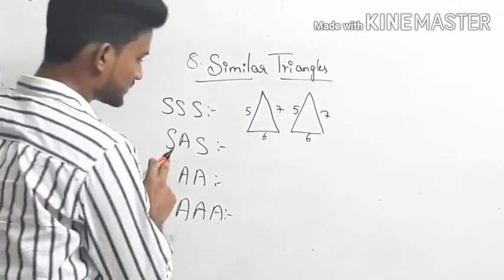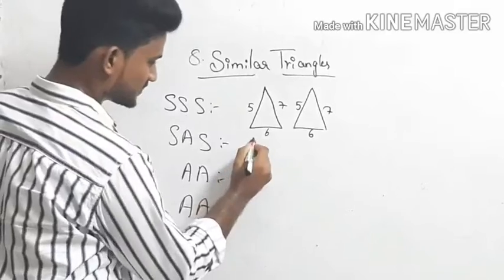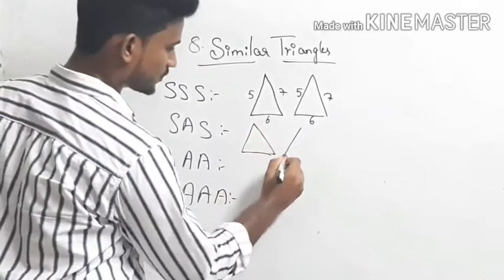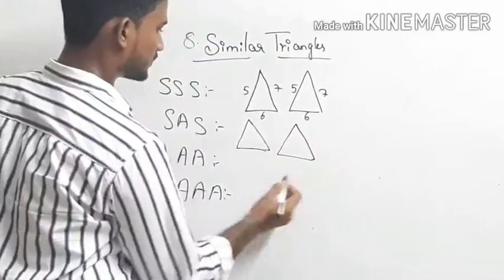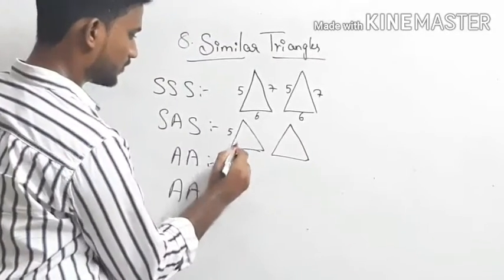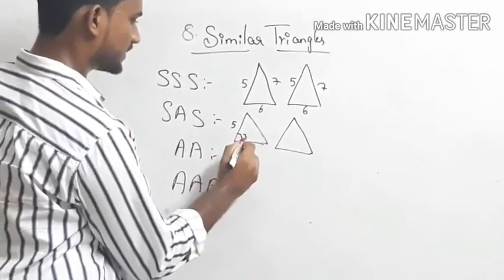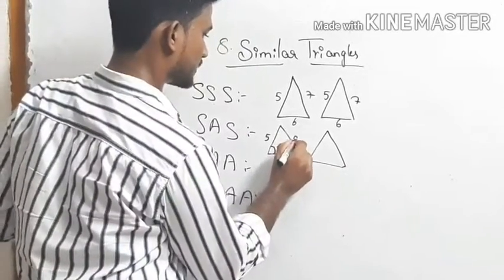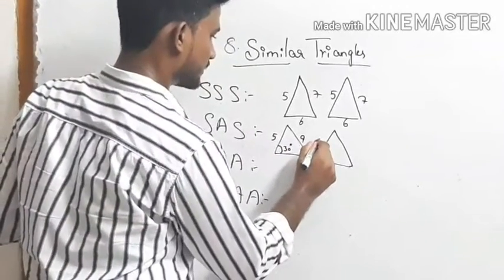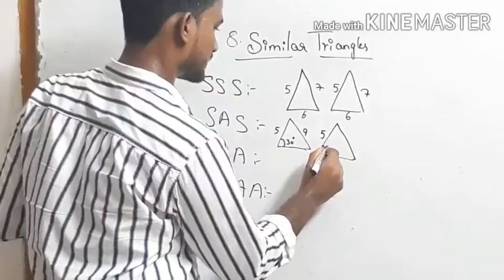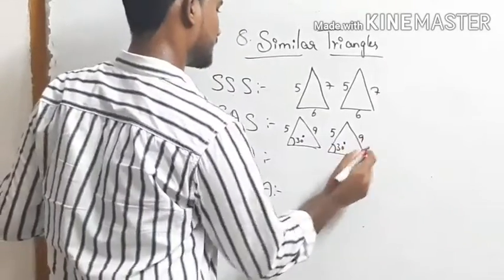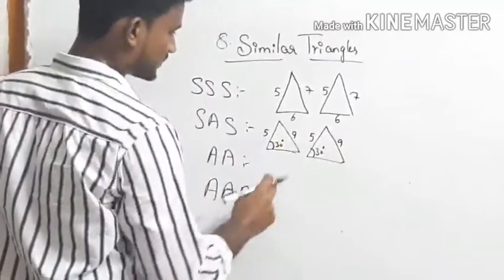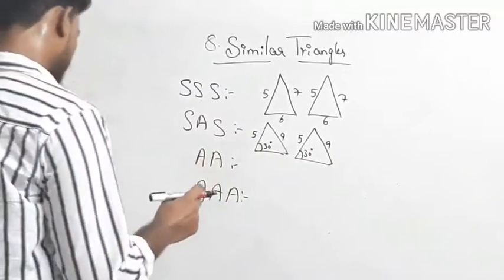And next one, side angle side, means first side. In these 2 triangles, this one is 5, this is 30 degrees and this is 9. You can take this is 5, this is 30 degrees and this is 9. This is the second type, side angle side.